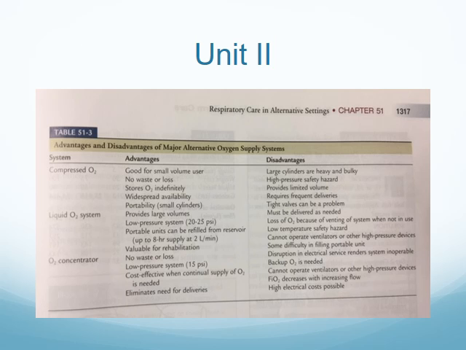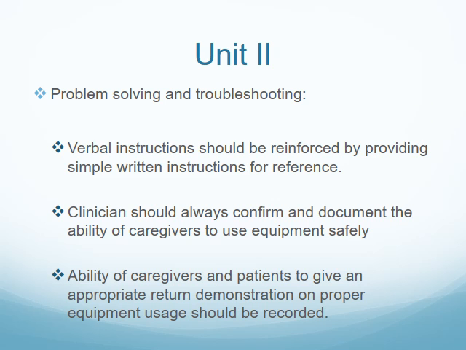As I said previously, the advantages and disadvantages of the 3 types of oxygen systems we've talked about. Here's a whole listing that you can also refer to. And this talks about the compressed O2 system, advantages, disadvantages, liquid O2 system, advantages and disadvantages, as well as the O2 concentrator to review. Next, we're going to talk about problem solving and troubleshooting.